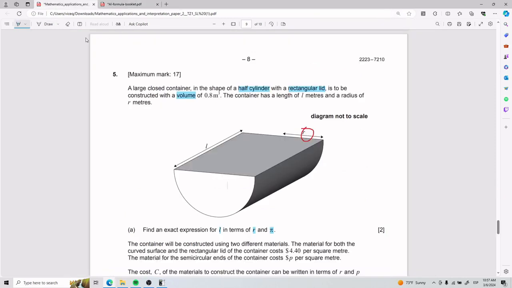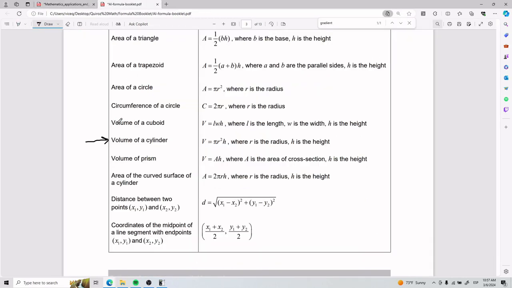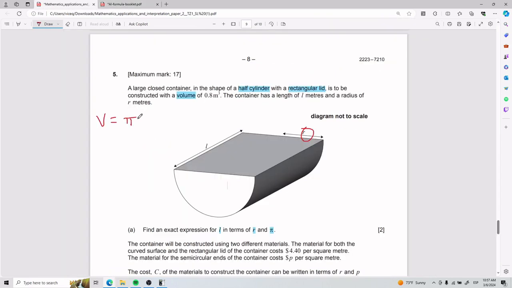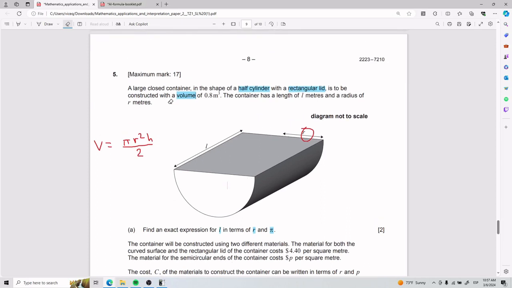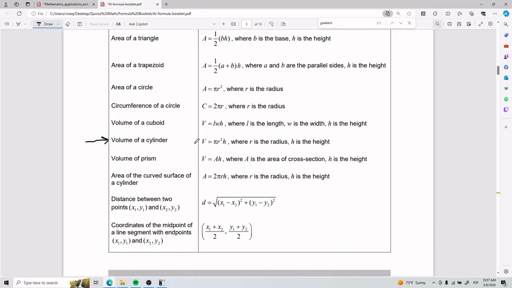So volume of a cylinder, let me just write it down. Volume of a cylinder is pi r squared times h. Now this is the volume of a full cylinder. So the volume of a half cylinder is the same thing, just divided by 2. So the volume that we will be working with is pi r squared h, all of it divided by 2. This is the volume of half a cylinder that we're going to be working with today. Now what do I know about this equation? They tell us that r is the radius and h is the height.